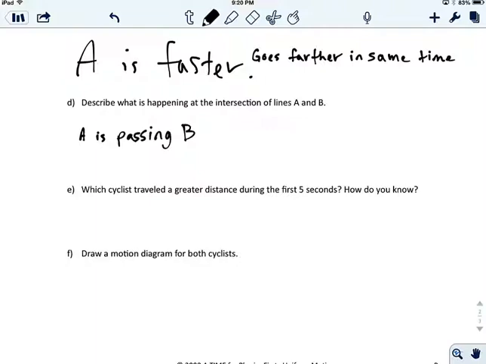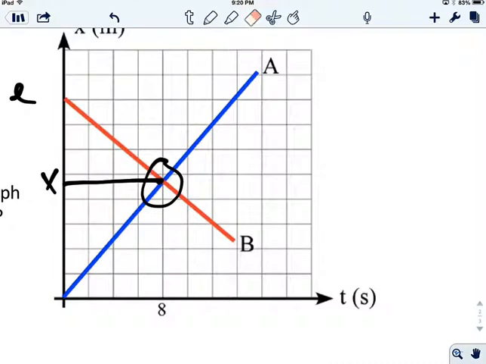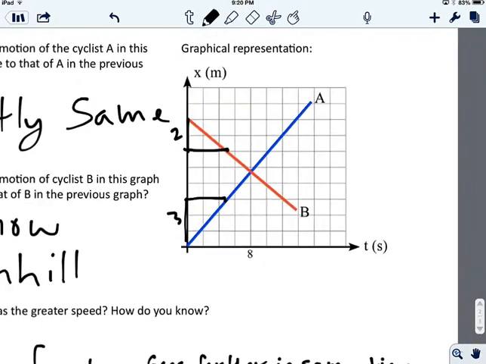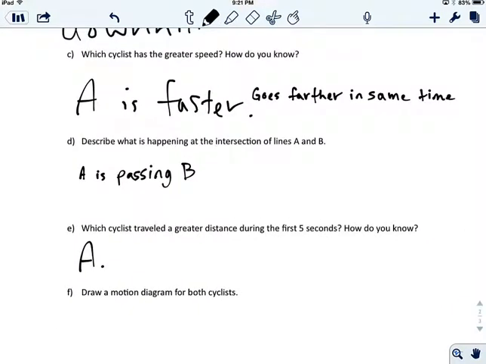Okay, which cyclist traveled a greater distance during the first 5 seconds? Well, we can go look at the graph here, guys. And we can see, all right, well, 2, 4, so 5 seconds is about here. All right, so who went farther? It looks like B went about 2 meters, whereas A went about 3 meters. So we can go ahead and say A went farther. But we wouldn't even have had to have looked at the graph. If A is faster, then it goes farther in 5 seconds. So we can just go ahead and say that.